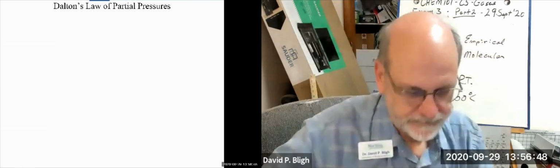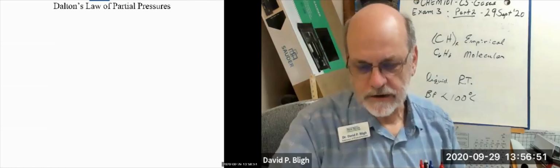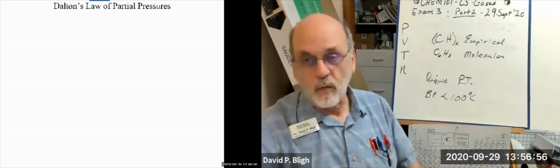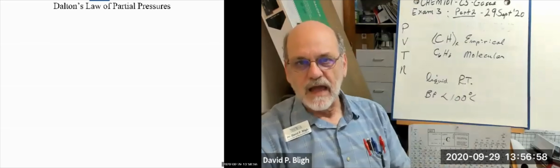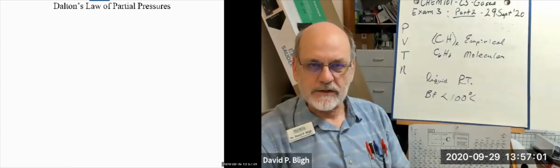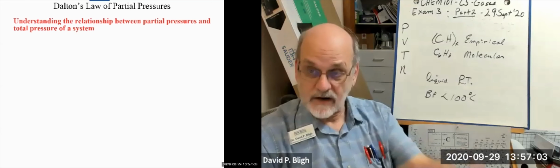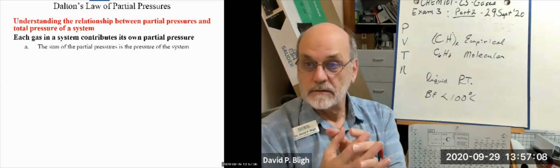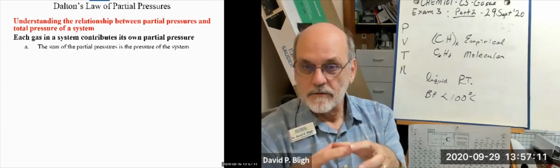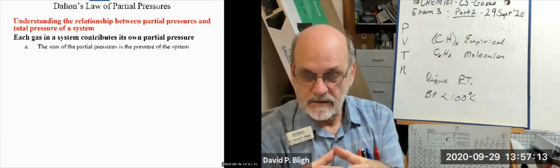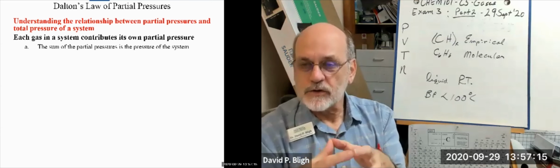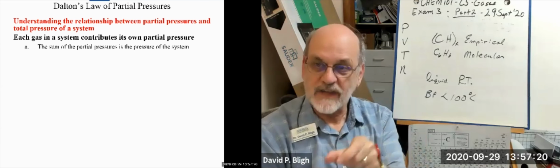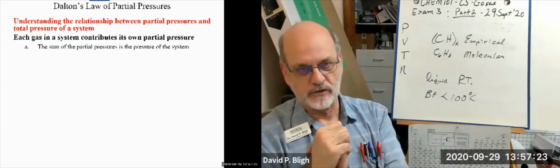Okay. Now we'll come to John Dalton, who we've seen before. So he did work with lots of different things. And he noticed and postulated, actually, that the pressure within a vessel for a mixture of gases is equal to the summation of the individual pressures of those gases. We call them partial pressures.